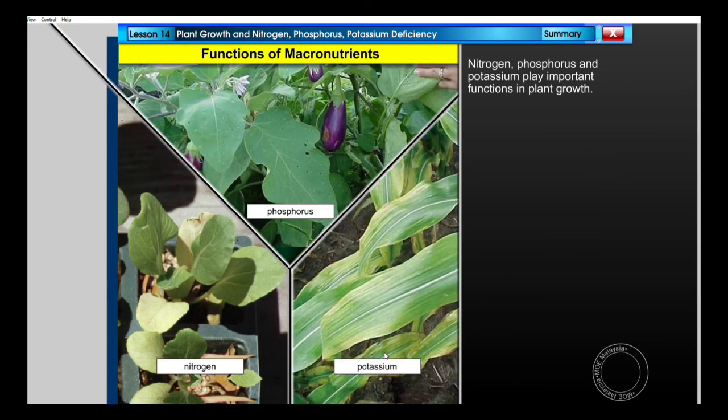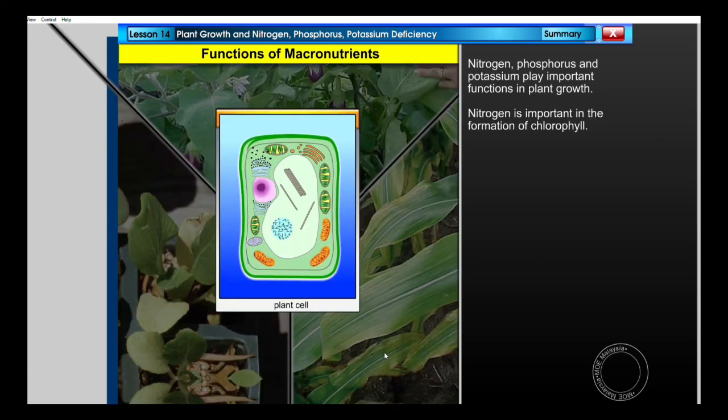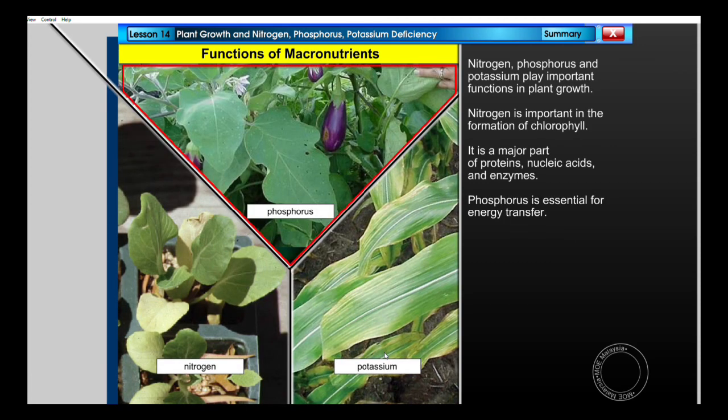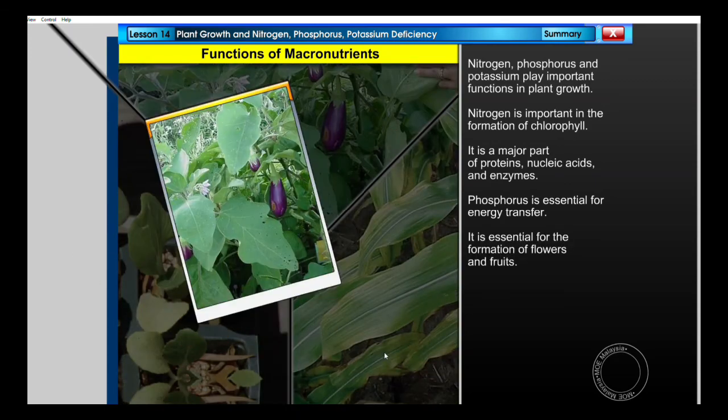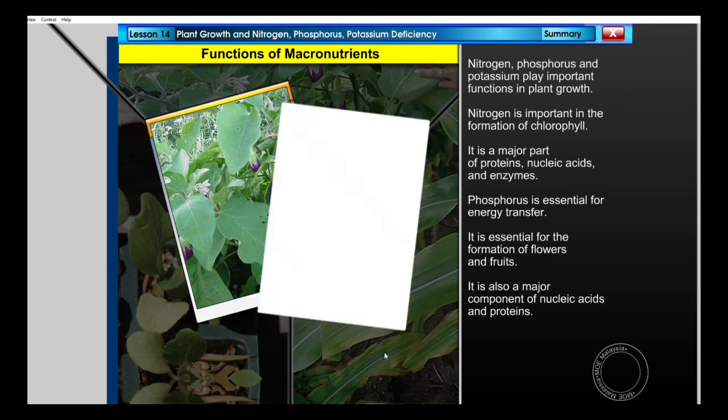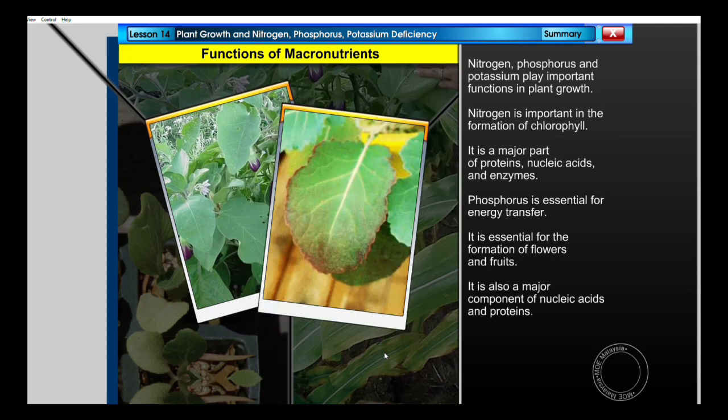Nitrogen, phosphorus, and potassium play important functions in plant growth. Nitrogen is important in the formation of chlorophyll. It is a major part of proteins, nucleic acids, and enzymes. Phosphorus is essential for energy transfer. It is essential for the formation of flowers and fruits. It is also a major component of nucleic acids and proteins.